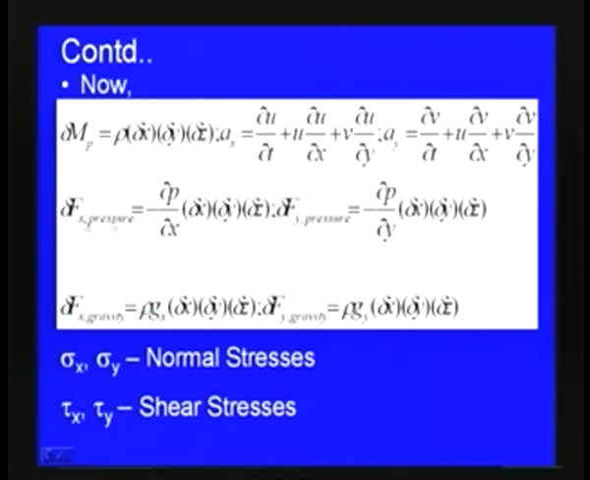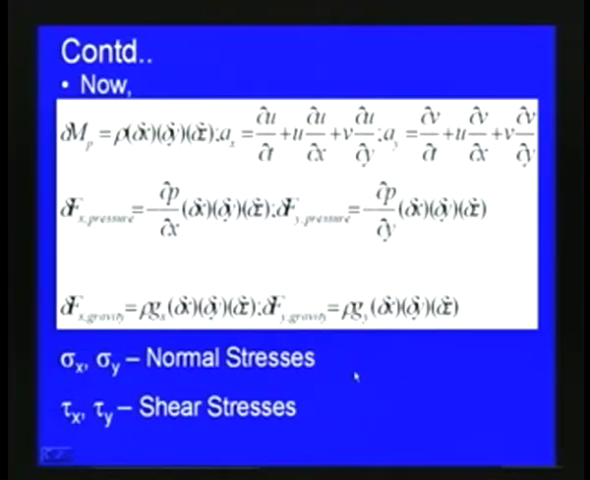Now if we consider the net pressure force, we can write del Fx pressure is equal to minus del P by del x into delta x into delta y into delta z, if we consider the fluid element thickness as delta z. And delta Fy, the pressure force in the y direction, is minus del P by del y into delta x into delta y into delta z. Similarly, the gravity force on the fluid element: del Fx gravity is rho Gx delta x delta y delta z, and del Fy gravity is rho Gy delta x delta y delta z.